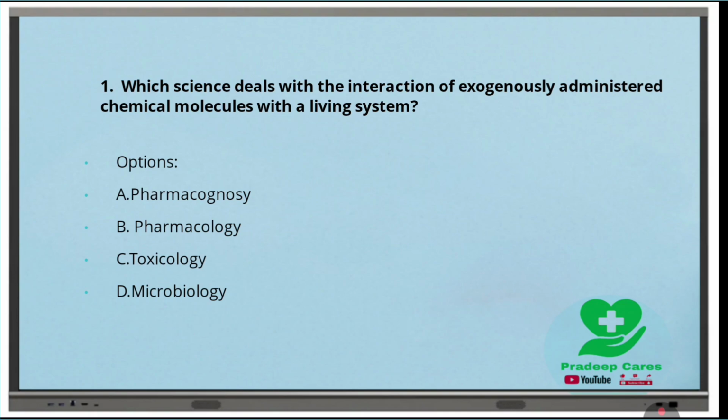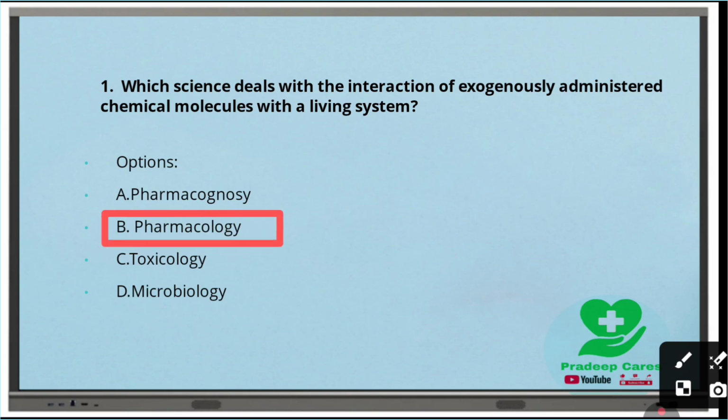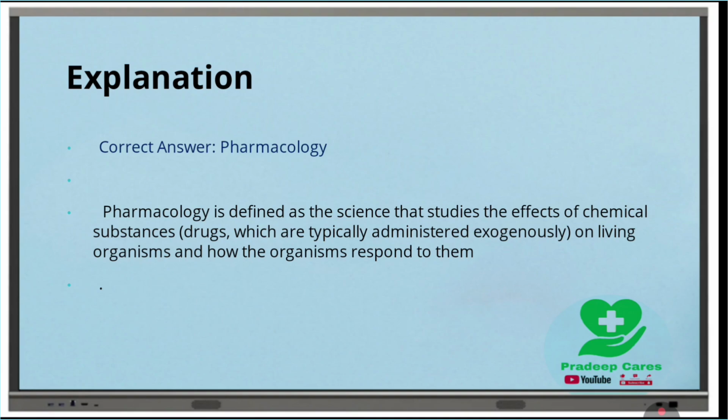Question number 1. Which science deals with the interaction of exogenously administered chemical molecules with a living system? Options are option A pharmacognosy, option B pharmacology, option C toxicology, and option D microbiology. And the correct answer is option number B pharmacology. Explanation. Pharmacology is defined as the science that studies the effect of chemical substances, drugs which are typically administered exogenously, on living organisms and how the organism responds to them.